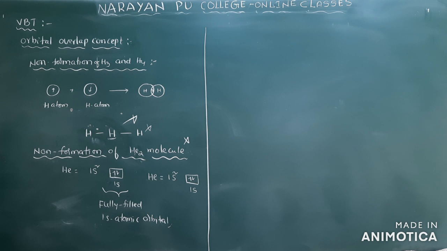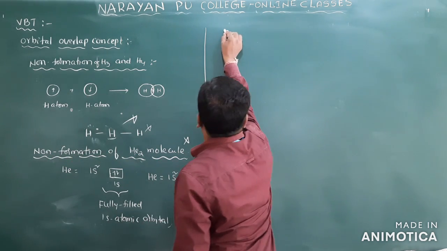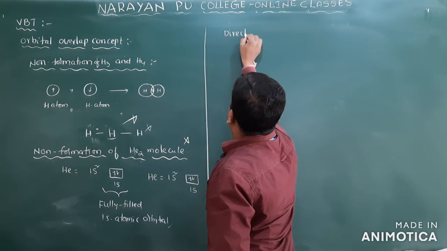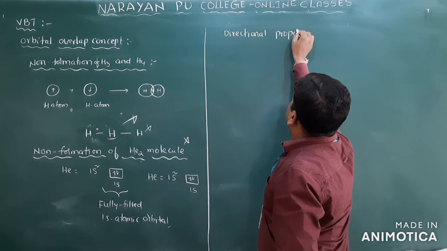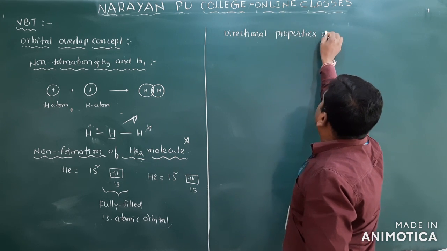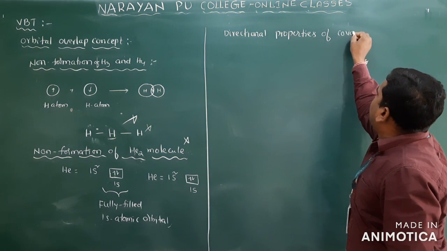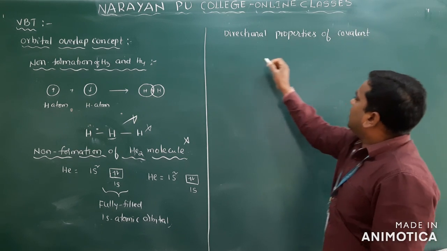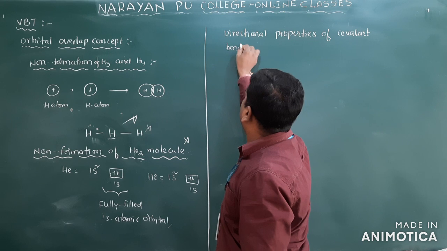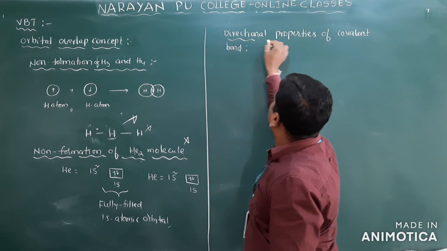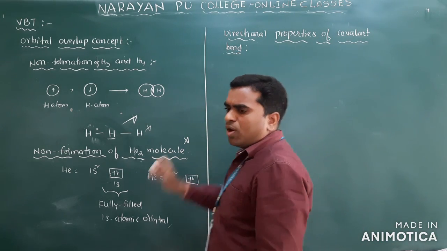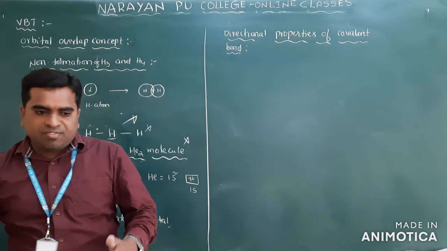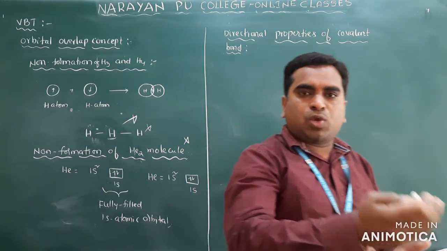Another one, put the heading: directional properties of covalent bonds. Directional properties of covalent bond. So what is meant by directional properties of a covalent bond? It means in which direction the covalent bond is formed, and so which shape the molecule will get.